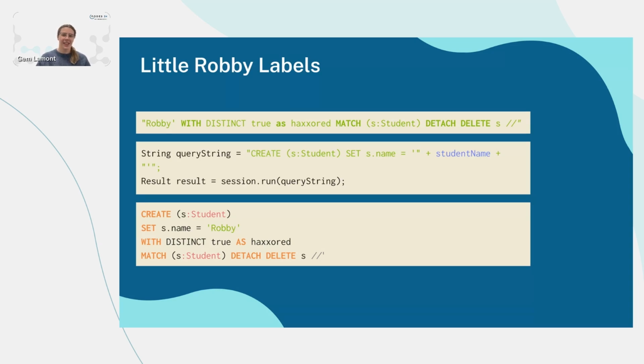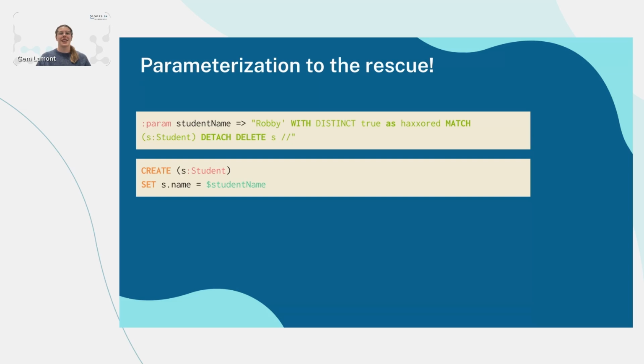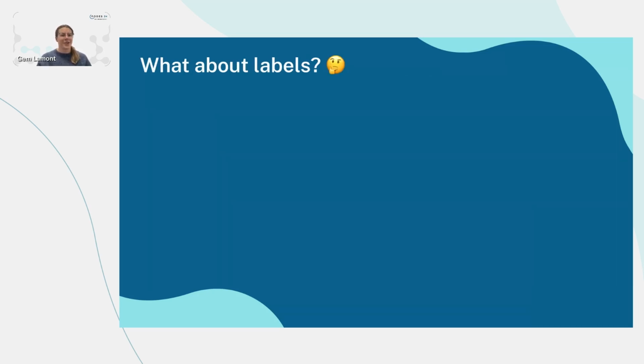But luckily, there is an already existing solution to this, and that is parameterization. So we can parameterize the student name, and as you can see here, it now cannot break out of the query. This is passed before, and then his name will be set to that entire string.